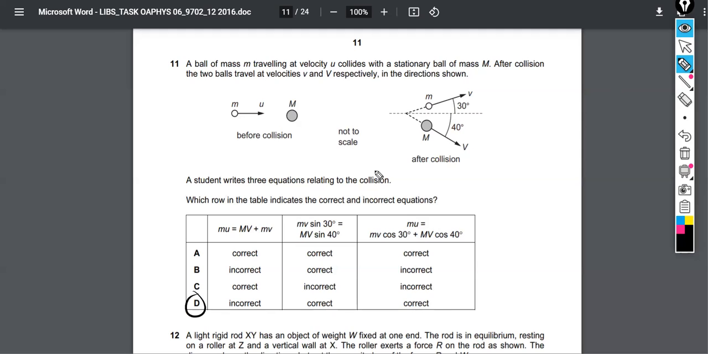Dimension independent. What's happening in the vertical direction? What's happening in the horizontal direction?